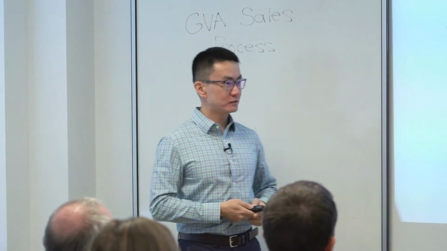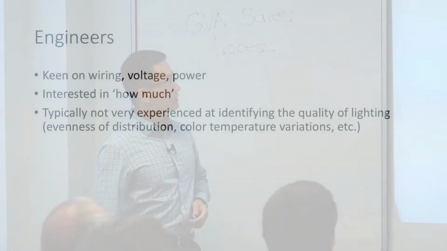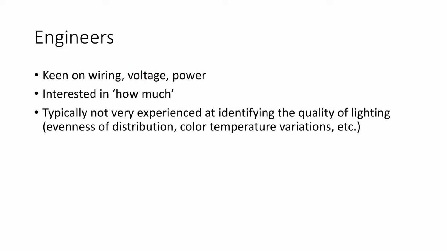And then after the architects, we have engineers who are in charge of technically making everything work. They're very keen on wiring, voltage, power. So we're talking about electrical engineers. They're interested in how much. These guys are interested in keeping the costs low. Of course, usually they're not worried about how the lighting will turn out, because in their minds, that's the job of lighting designers or even lighting manufacturers. So the engineers, typically, are not very experienced at identifying the quality of lighting.